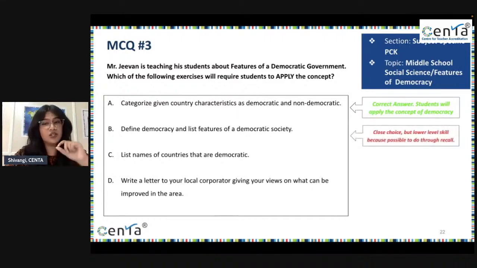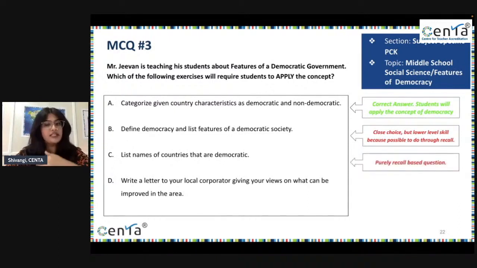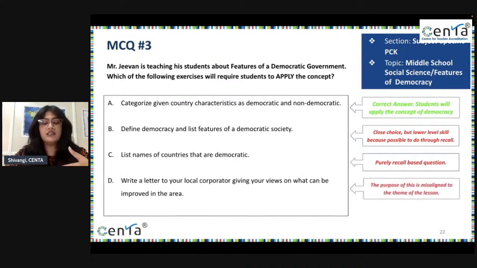The second option is a close choice, but it is a lower level skill because this is something you can also do through recall. Option C is a completely pure recall based exercise. And option D is not really aligned to the theme of this lesson. Also, it is at a higher level because here students have to create something, so it is at a higher level of Bloom's taxonomy. Okay. Now this was, like I said, a middle school social science, features of a democracy, subject specific PCK question.